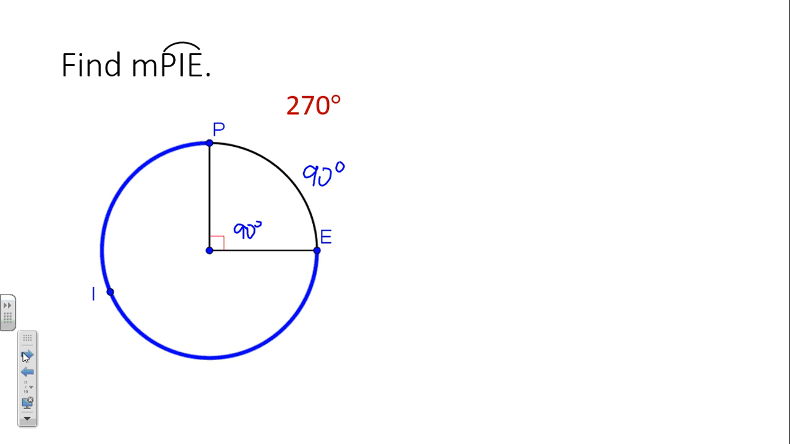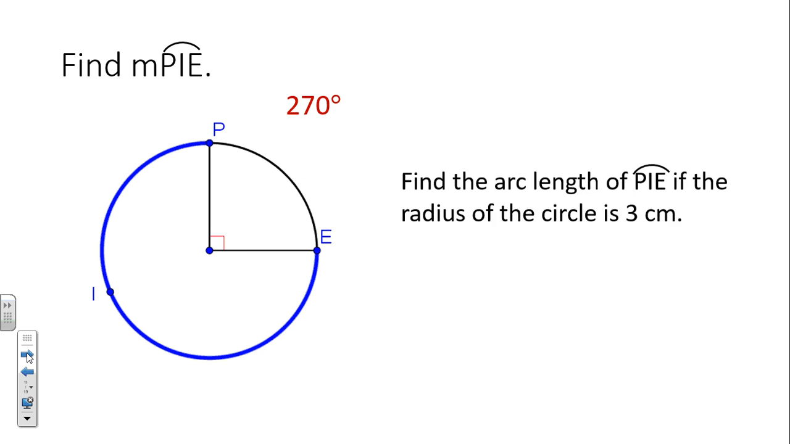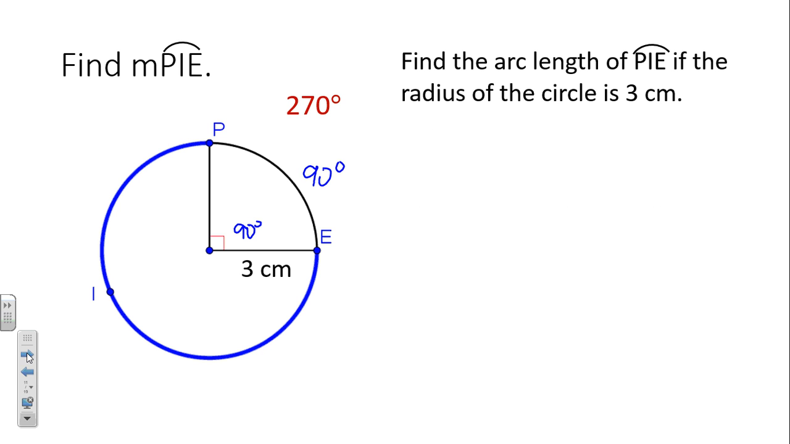Okay? So here's where it changes. Now we're going to ask you to find the arc length. We want the arc length of major arc PIE if the radius of the circle is 3 centimeters. So we want to know how much blue ink did I use? How much blue string would I have if I covered this and then I measured it out on a ruler using centimeters?